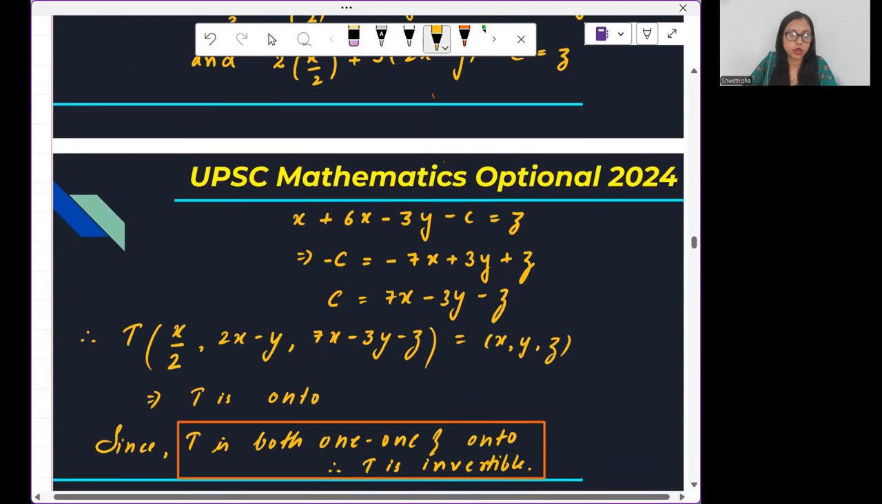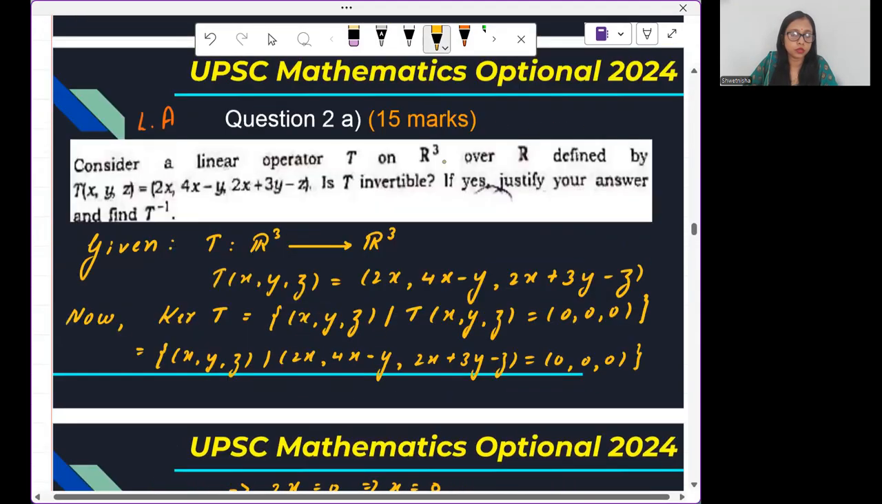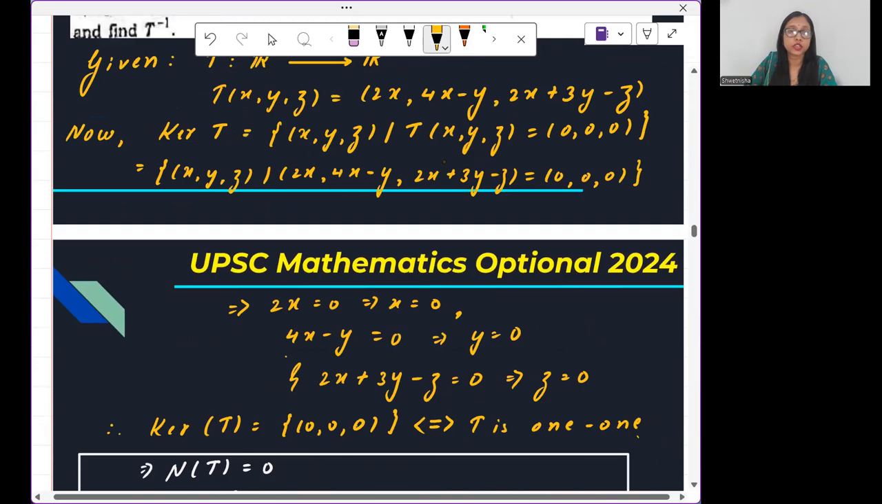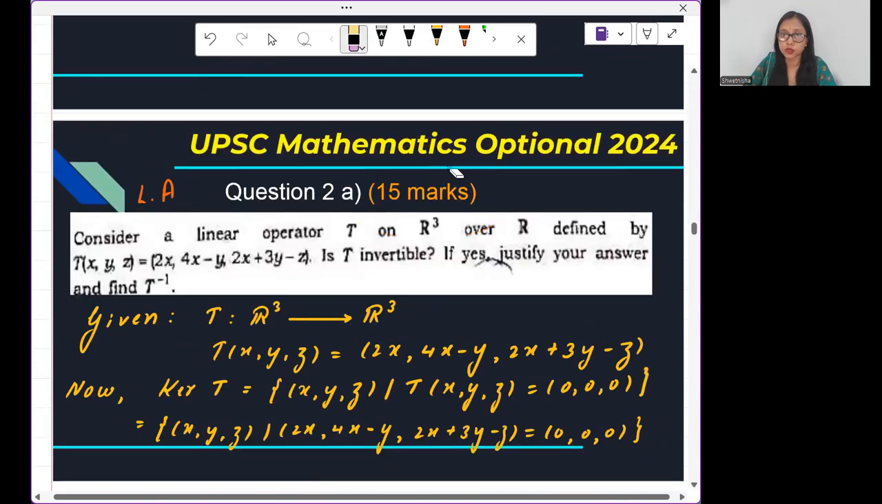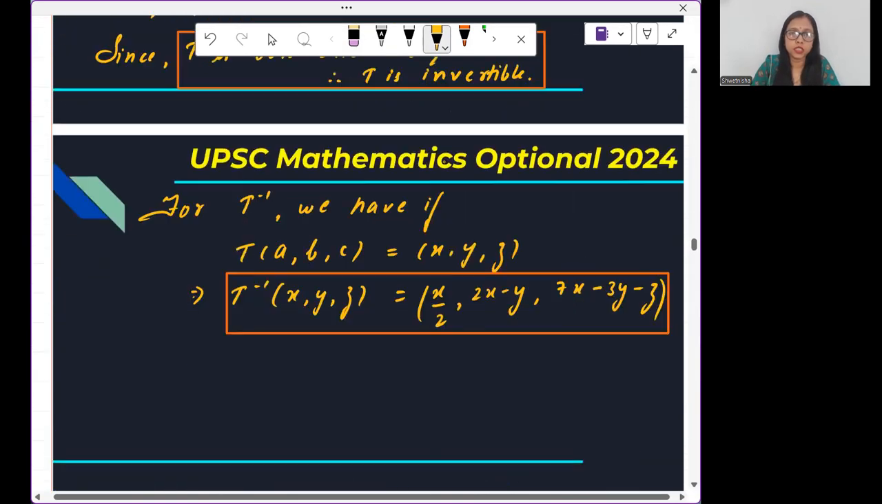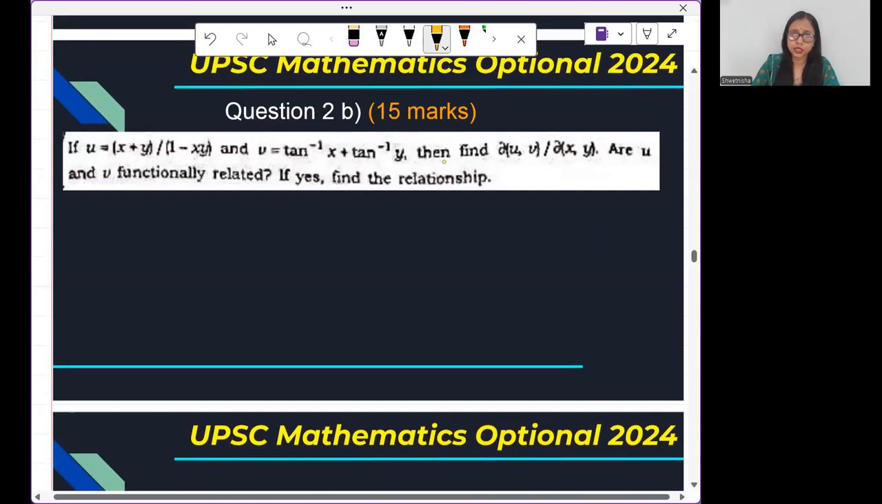Let's start with the second part, 2B. Okay, and this was not for 10 marks. This was for 15 marks. But it was a very easy question. This is also for 15 marks. This was from calculus, Jacobian chapter. U is given, V is given, then find the Jacobian. Directly they are asking Jacobian. Even if they would not ask the Jacobian, in this first part they are asking, are U and V functionally related? So over here, you still have to find the Jacobian to answer that question.